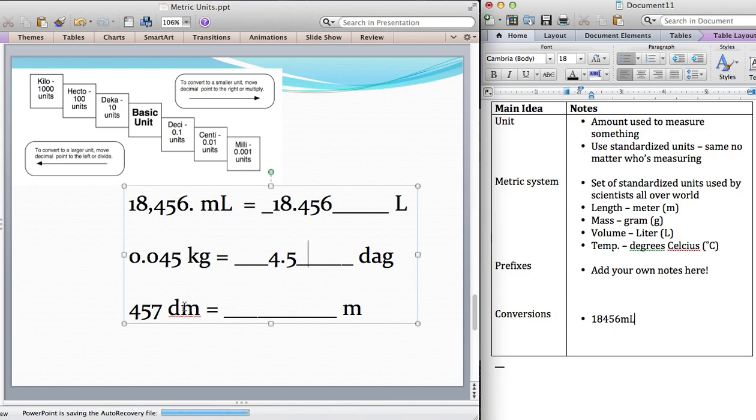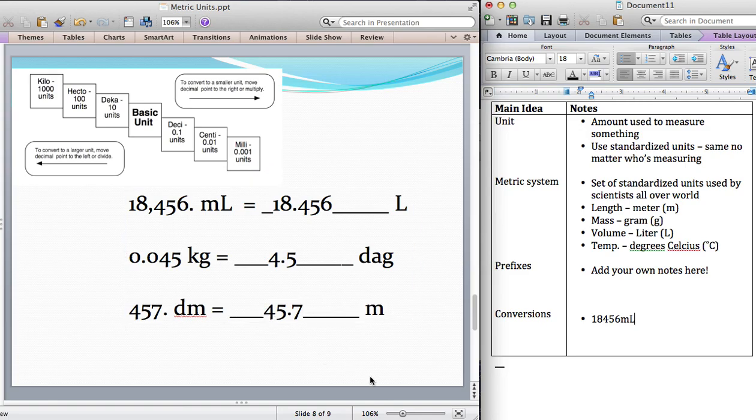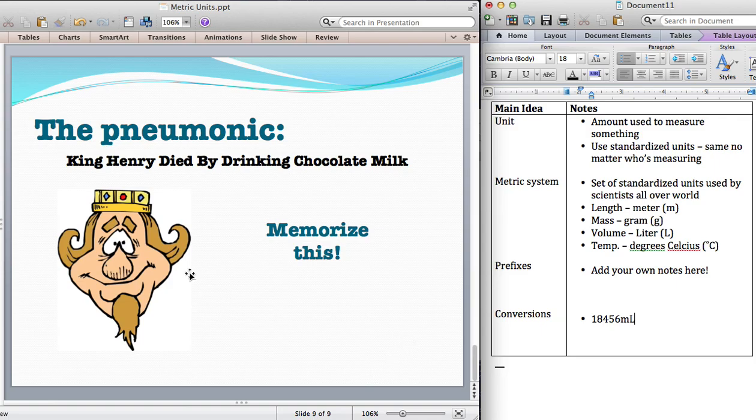All right, last one, decimeters to meters, deci to meter, right? Even though it's M, it's not milli because it's M by itself, which is a base unit. Deci to meter, 1 to the left, decimal goes after the 7, 1 to the left, 45.7. If you're still a little confused on this, we are going to do a lot of practice on this tomorrow in class.